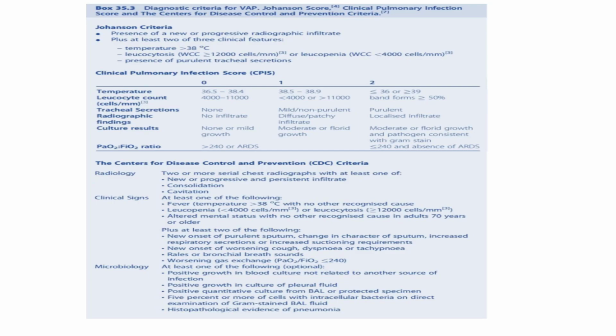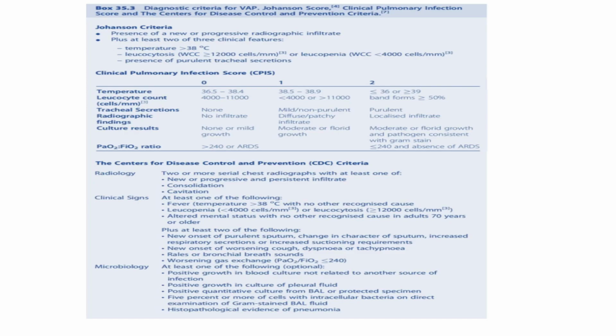This is a table which shows the diagnostic criteria for VAP. First is the Johnson criteria. Presence of any new or progressive radiographic infiltrate plus at least 2 of the 3 clinical features, that is temperature more than 38 degrees Celsius, WBC count more than 12,000 or less than 4,000, or presence of purulent tracheal secretions suggests ventilator associated pneumonia. Second score is CPIS, clinical pulmonary infection score.